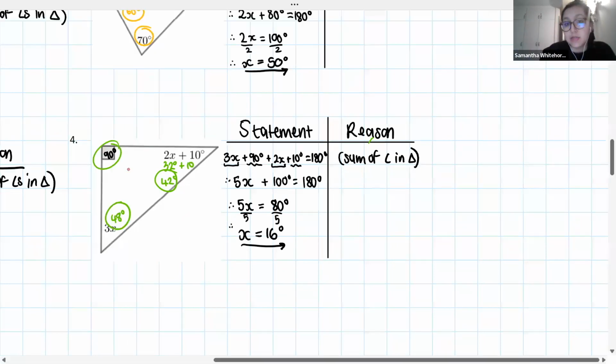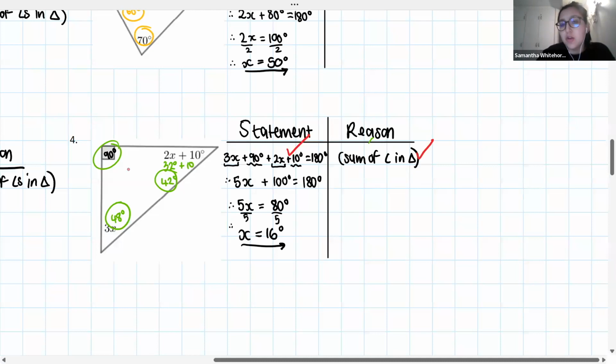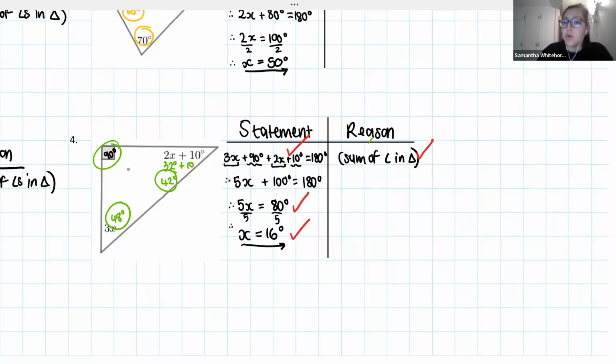I would allocate a mark for you setting up this equation and knowing that they're all adding together to equal 180. I would give you a mark for your reason, obviously. Depending on how many marks we have to play with, we might even give you a mark for simplifying to 5x equals 80, and then we will give you a mark for your answer. So it depends how complicated or how complex the question is.